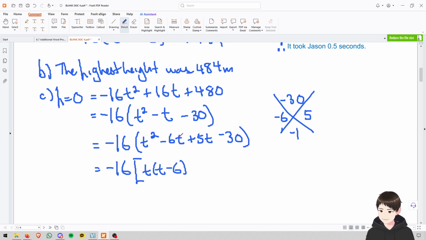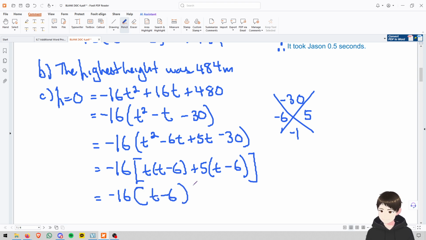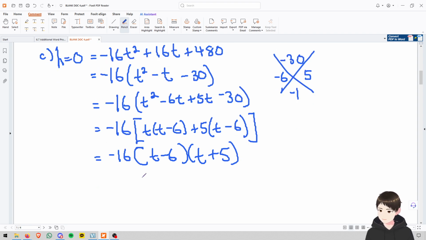I'm factoring out a t from the first two terms. I'm going to factor out a 5 from the last two terms. And if I'm doing it correctly, my bracket should be exactly the same: t minus 6, t plus 5. And there it is. When is the height equal to 0? Height equals 0 when time equals 6 or time equals negative 5.